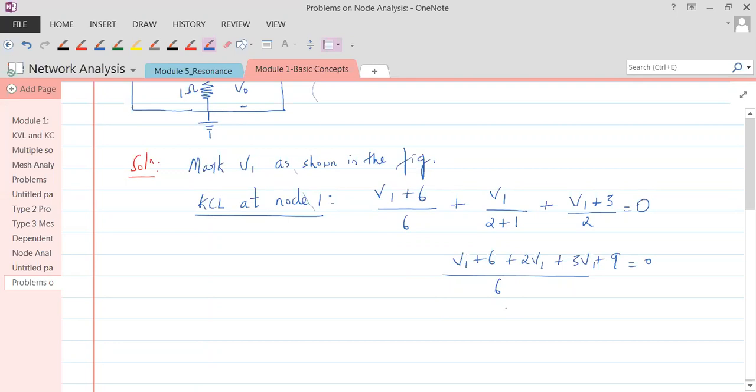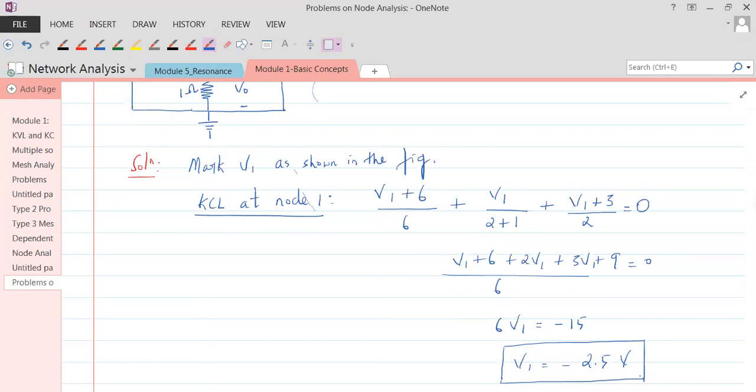So what will this be? How many V1s are there? 6V1 equal to 6 plus 9, 15. Yeah, 15. On the other side it is minus 15. So V1 happens to be minus 2.5 volts. Is this okay with you, everybody? Yeah.